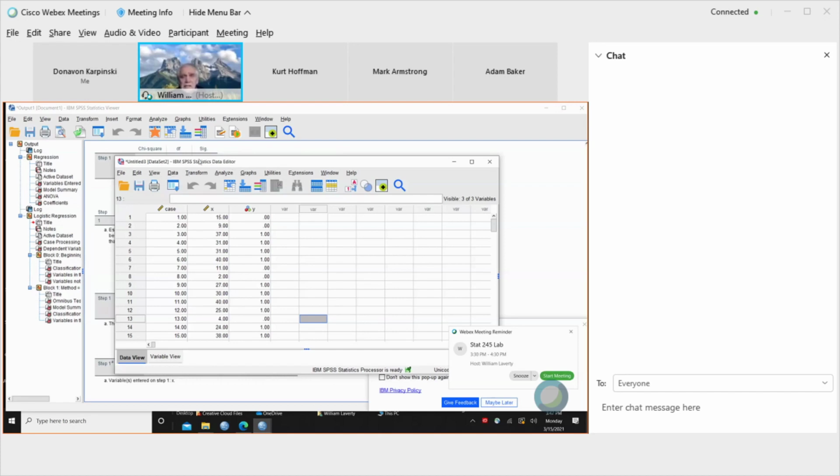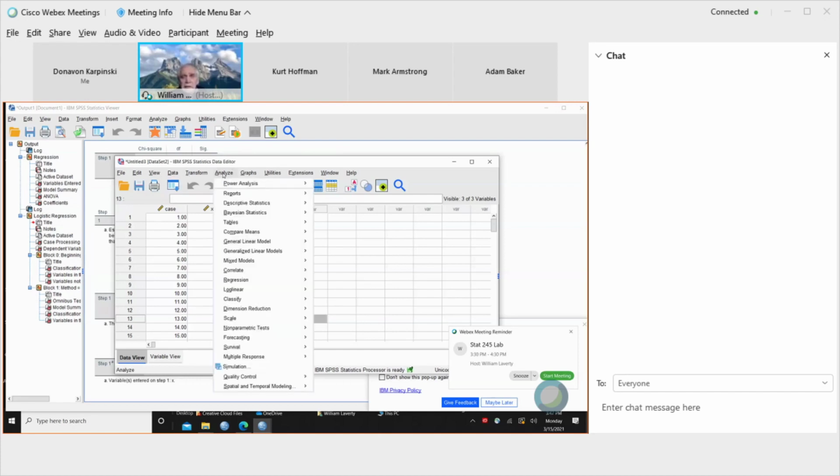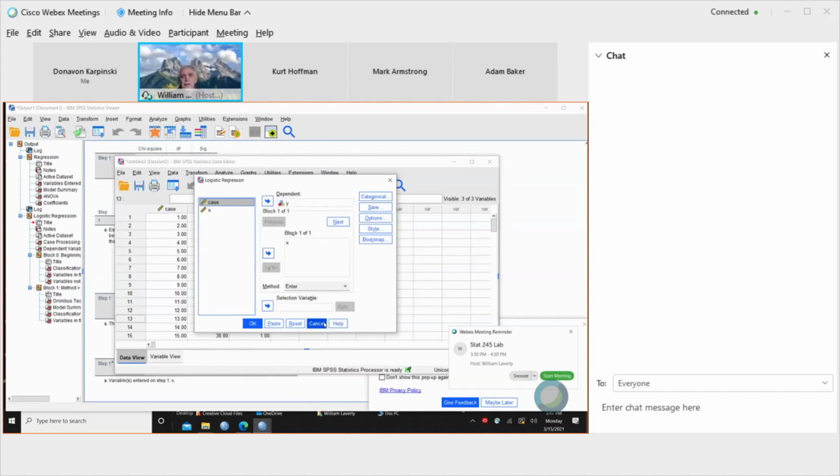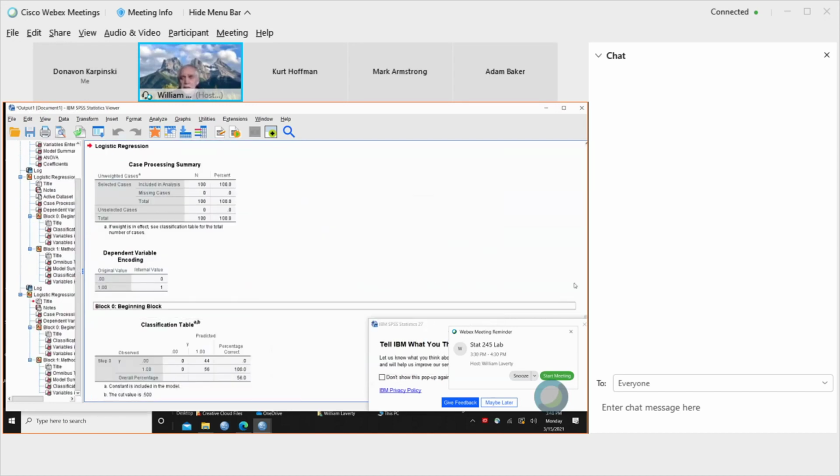So to analyze this, you go Analyze, Regression, and this is all in the PowerPoint slide, okay, and Binary Logistic. Then you have to select the dependent variable. That's the variable that's 1 or 0, y, and the predictor variable, that's the cell count one that's labeled x in this case. Press OK, and it will carry out the analysis.